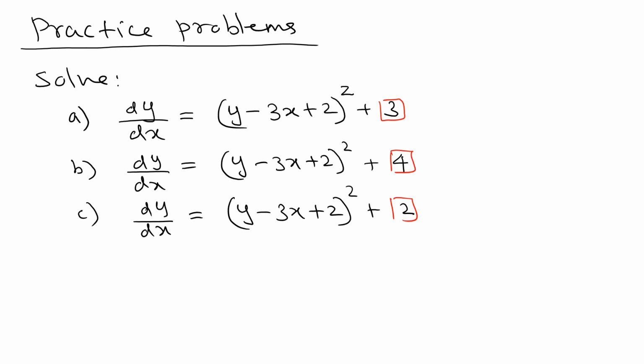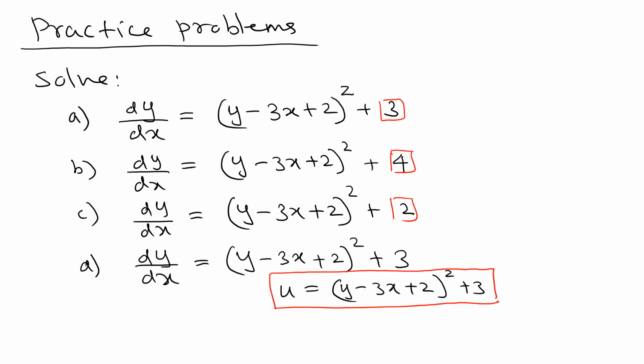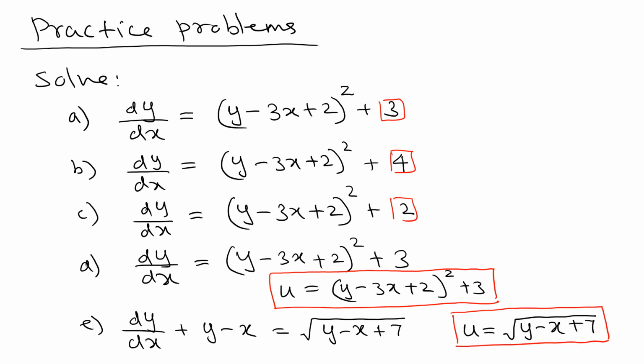You can also try these two. This one is the same problem as part A, but use this special substitution. We pick the whole thing this time and see what happens. As the last one, try this. For this one, try this special substitution. We're going to pick this part completely as u. If you know the answers to these questions, you can put them in the comment section.